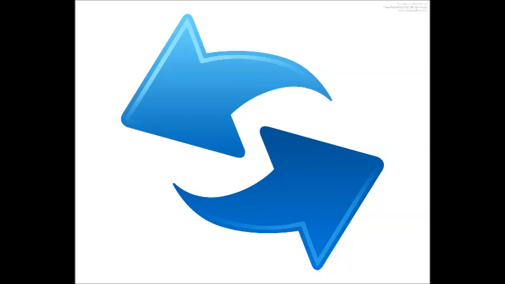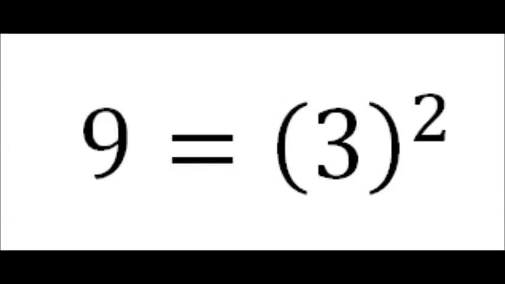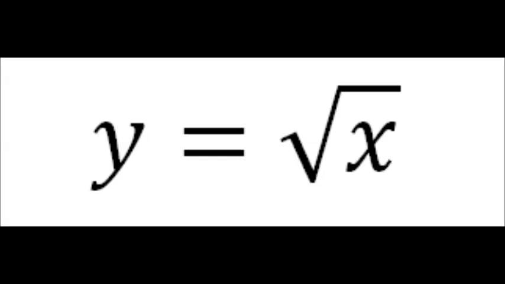To help show this, we'll look at an example. In the function y equals x squared, x represents your independent variable and y represents your dependent variable. If we let x, the independent variable, equal 3, we obtain y equals 3 squared. We know that 3 squared is 9, and thus 9 is your dependent variable because it depends on x being 3. The inverse equation of y equals x squared is y equals the square root of x.